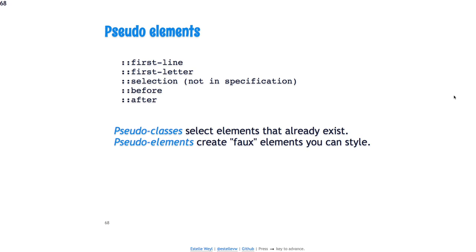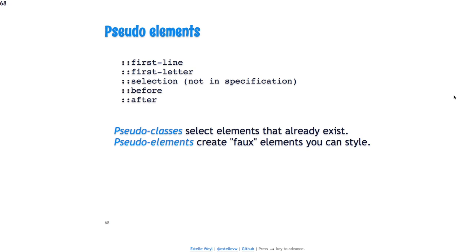So we have first line, first letter, selection, which is still not in the specification, but has been around forever, before and after. These all have double colons because these are pseudo-elements. They are fake elements. They're elements that are created on the fly as if they had a first letter, or first line around it. Not everything about them is stylable in some cases. But they basically create a full element.